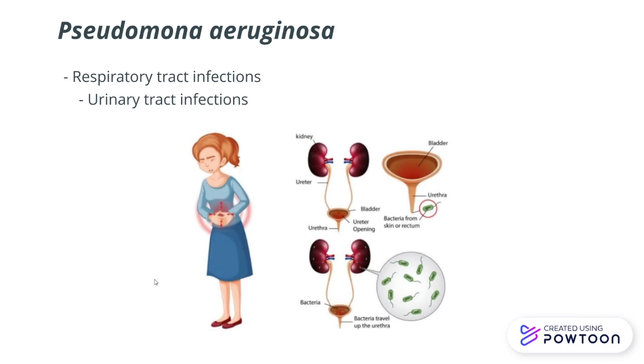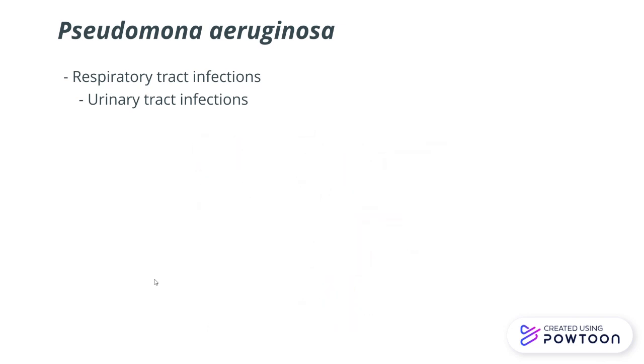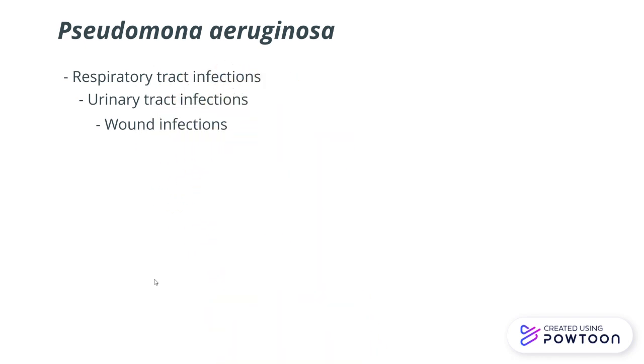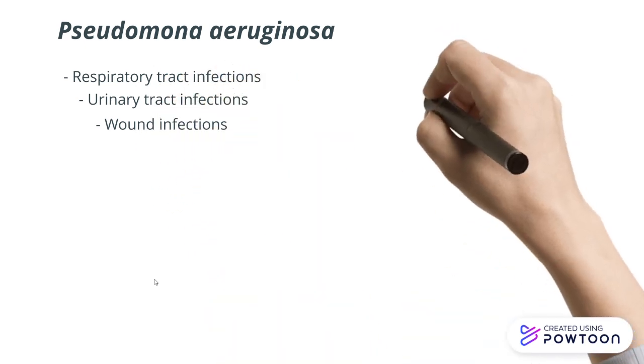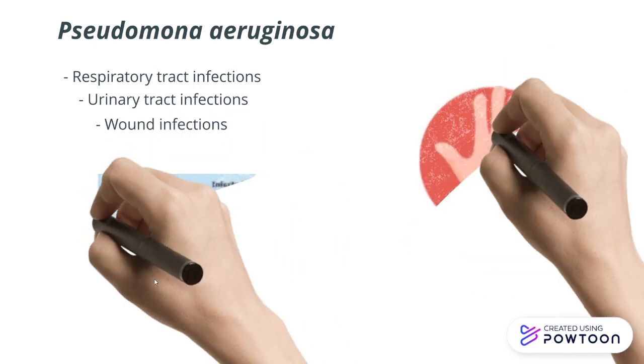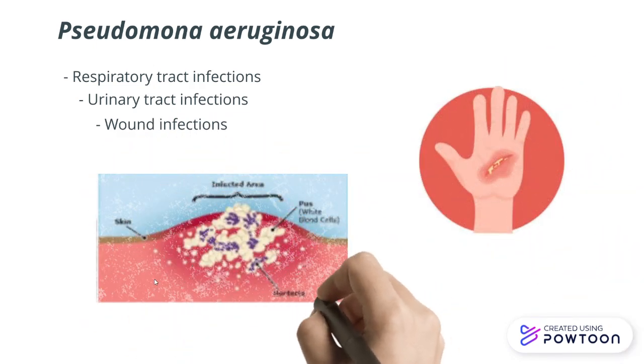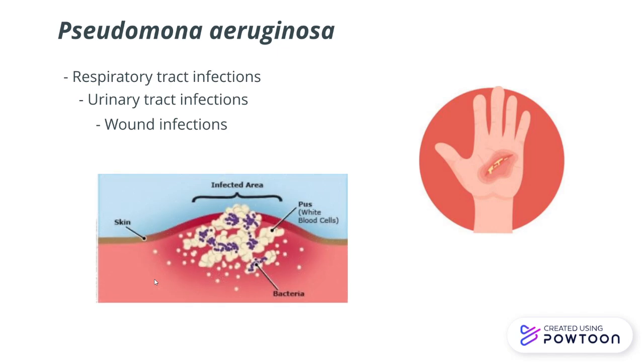This bacterium is commonly known as an opportunistic pathogen, especially dangerous for people with weakened immune systems. It's responsible for infections in the respiratory and urinary tracts and often causes nosocomial or hospital-acquired infections.